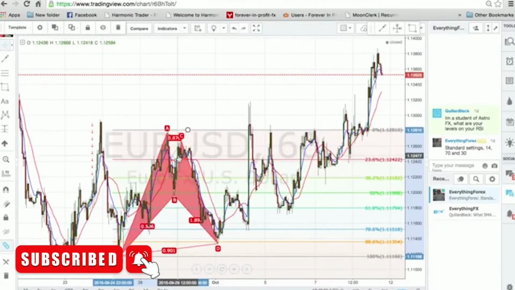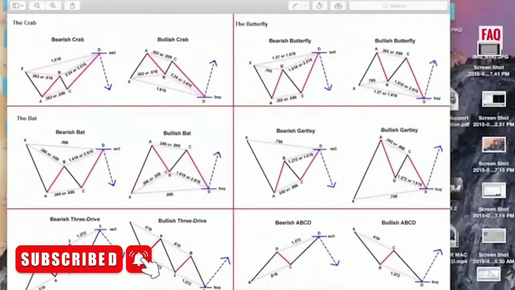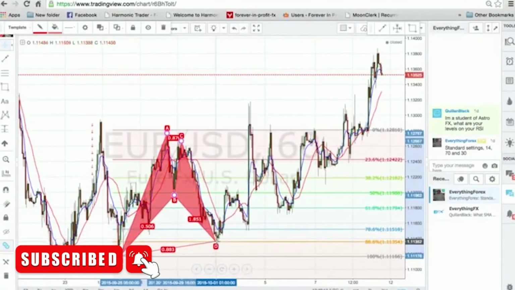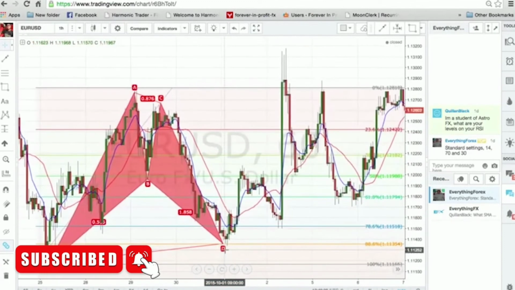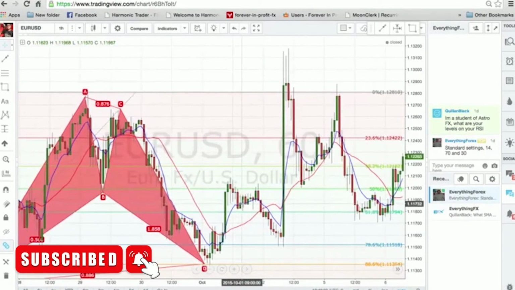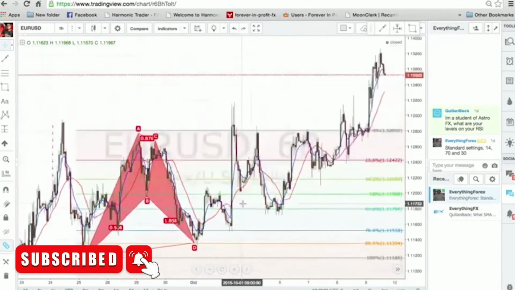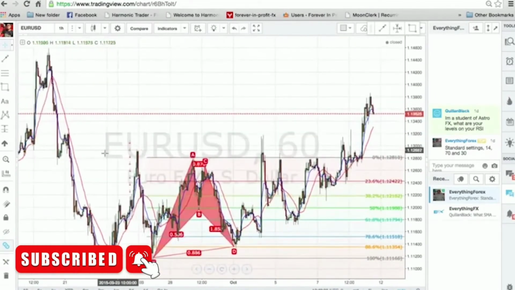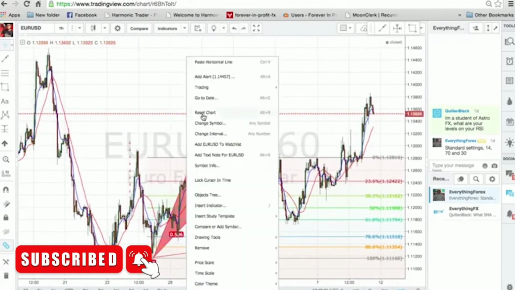From there, C to D has to equal 88.6 of X to A. That has to be a little off. 88.6. From that point, that would have been a retrace for a bullish pattern on this market right here. So in all the mix, sorry, I do a lot of stuff when I'm trading. In the mix, let's clear this off real quick.